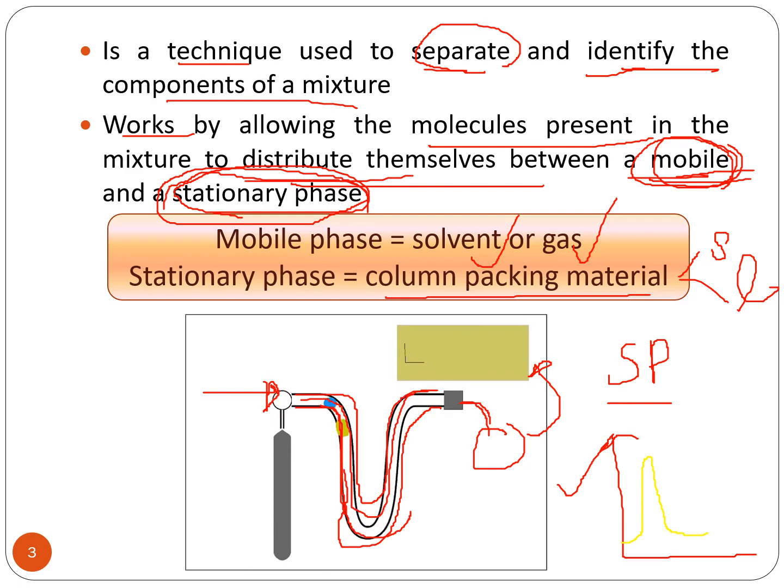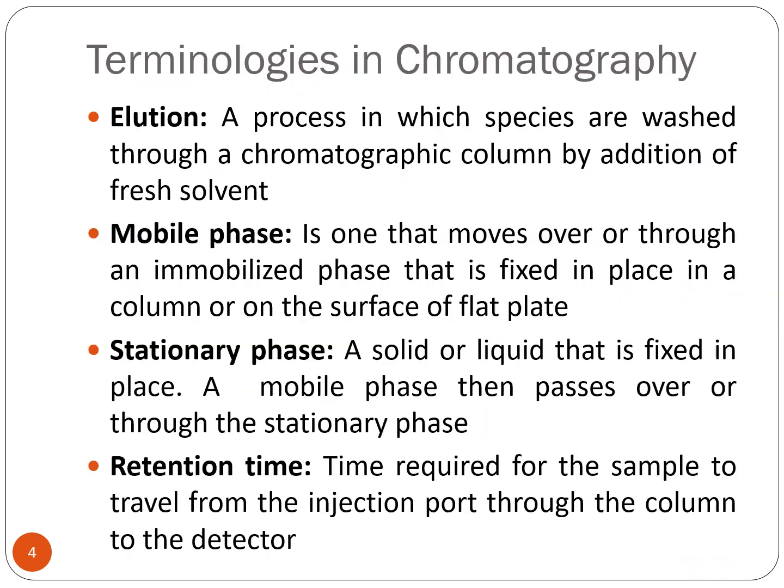And then after the kuning one being eluted, it is followed by the blue one. Okay, being eluted. Okay, why yang biru ni lambat keluar? Because it is strongly held by the stationary phase. Okay, so this one, x-axis is the retention time in minutes, and the y-axis is the response. Okay, so terminology in chromatography, elution.